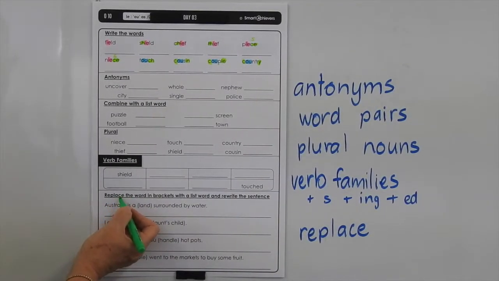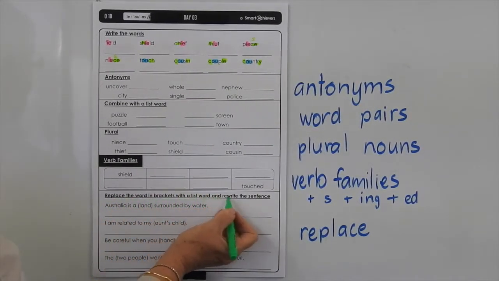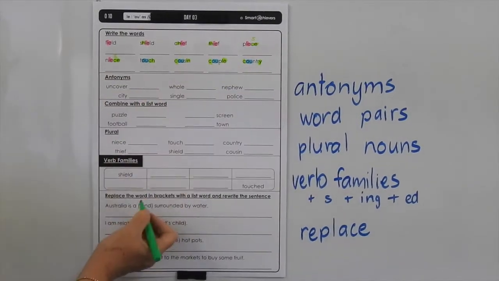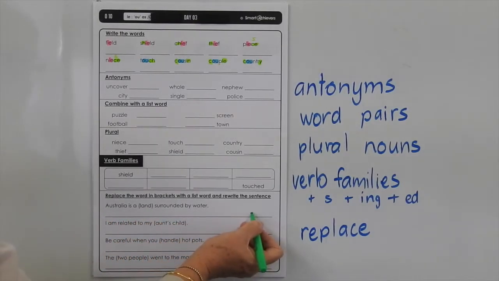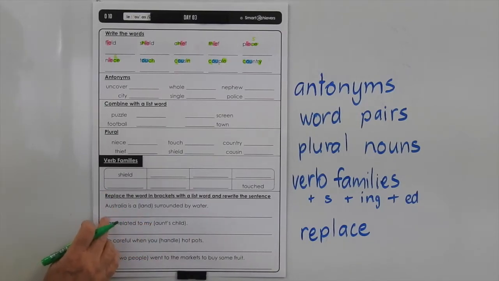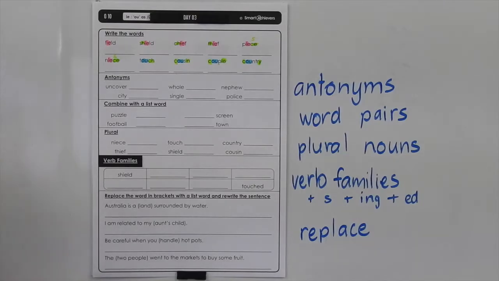Now down here, all you have to do is replace the word in brackets with a list word. So you're going to use these words to replace land in this sentence. Then we want you to write the word in its complete form there. It's a good opportunity to get some flow happening and use your running writing to do that.